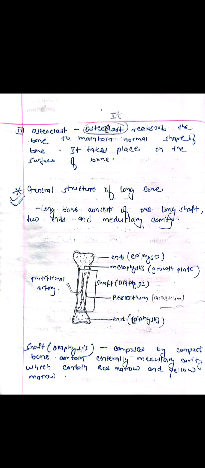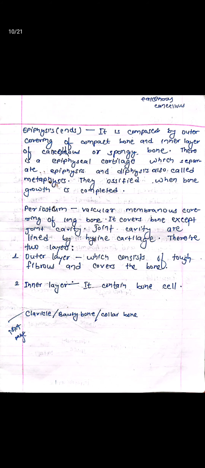The hard shaft is the diaphysis. The nutrient artery enters the middle of the shaft, the diaphysis, which is composed of compact bone and contains centrally the medullary cavity, which contains red marrow and yellow marrow. The epiphysis ends are composed of an outer covering of compact bone and an inner layer of cancellous or spongy bone. There is epiphyseal cartilage which separates the epiphysis and diaphysis, also called the metaphysis. It ossifies when bone growth is completed.